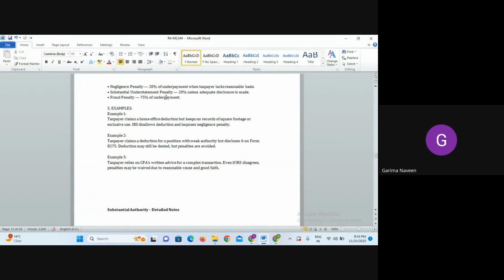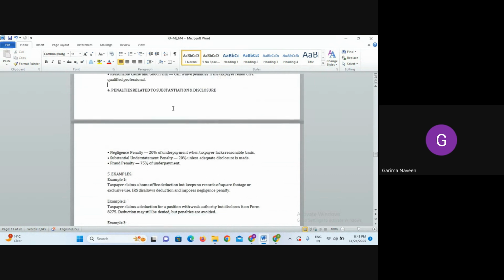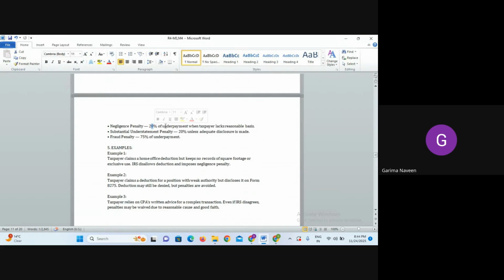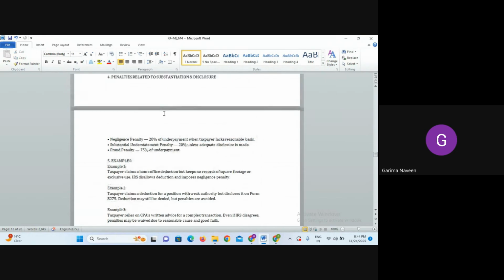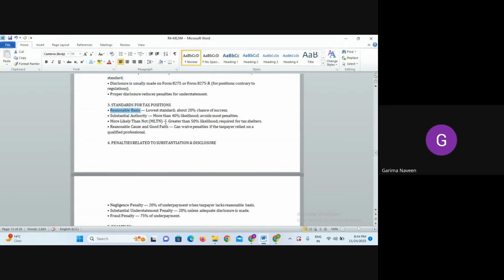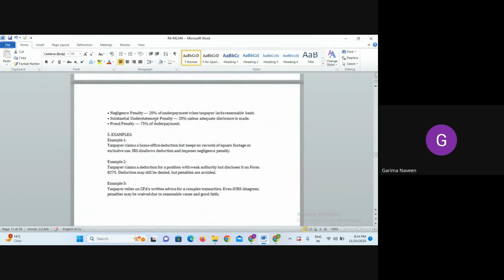Negligence penalty. It is 20% of the underpayment when the taxpayer lacks a reasonable basis. So if you do not have a reasonable basis for any tax position, then you have to pay the negligence penalty. Substantial understatement penalty will be applied, at 20%, unless you have made adequate disclosure. Fraud penalty will be applied, and it is 75% of the underpayment.